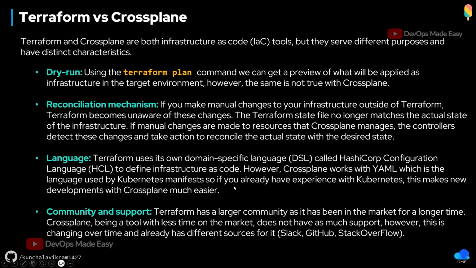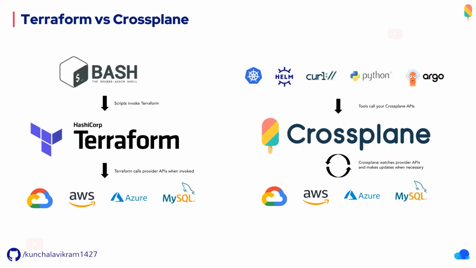Community and support: both have very good community support, but Terraform has a larger community because it's been in the market for a very long time. Crossplane is a very new tool, although it has many providers already onboarded, okay, and it is fast growing. If you look at the other difference, Terraform scripts can be invoked through bash scripts, because with Terraform we only have a few commands like terraform init, plan, apply, right?